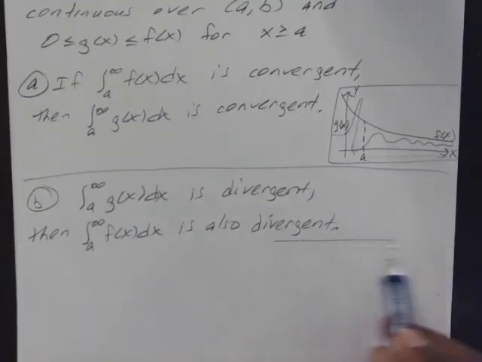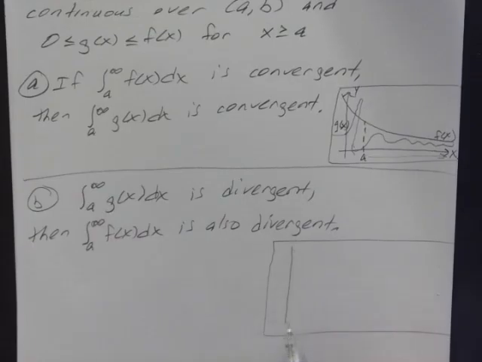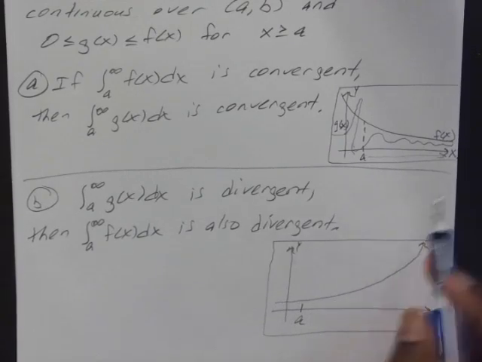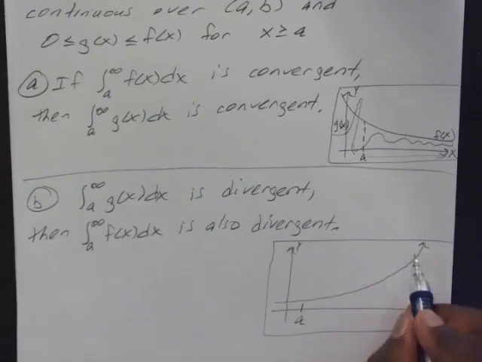Okay, well, all that means is that you take your x and y axis, and again, you have some value a. Let's say if we find the limit of g of x and we know that g of x is divergent, which means it keeps going up and up and up. There's no limit. There's no finite limit. So this is your g of x.